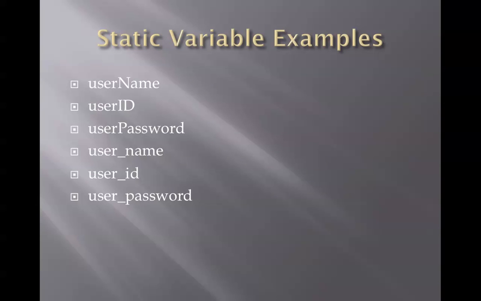Here are some examples of static variables. You'll see different naming conventions. That's basically just a matter of preference. It just depends on the individual. What I like to do is try to stay within the same naming convention, but with a group of programmers, that's not always going to be the case. It's not going to be possible to go around and ask each individual person what kind of naming convention they use for their variables.